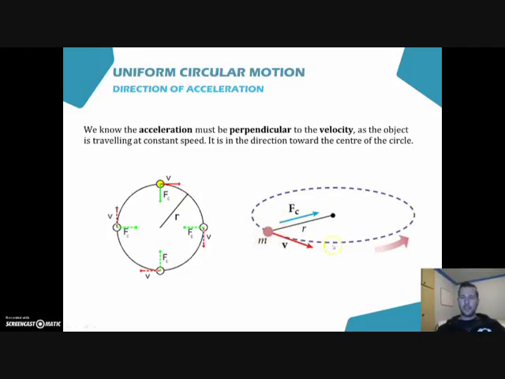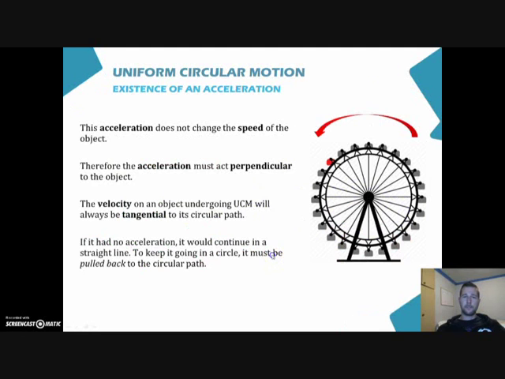Now we've got this diagram here, where the direction of velocity is out tangential to the circle, and the force or acceleration component is towards the middle. As the acceleration does not change the speed of the object, and speed meaning the magnitude of the velocity, the acceleration must be in a direction that is perpendicular to the velocity. So the velocity is tangential to the circle.